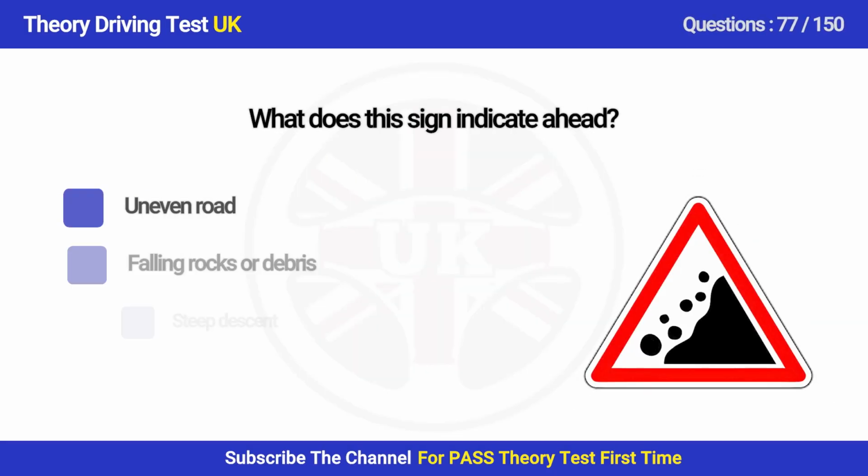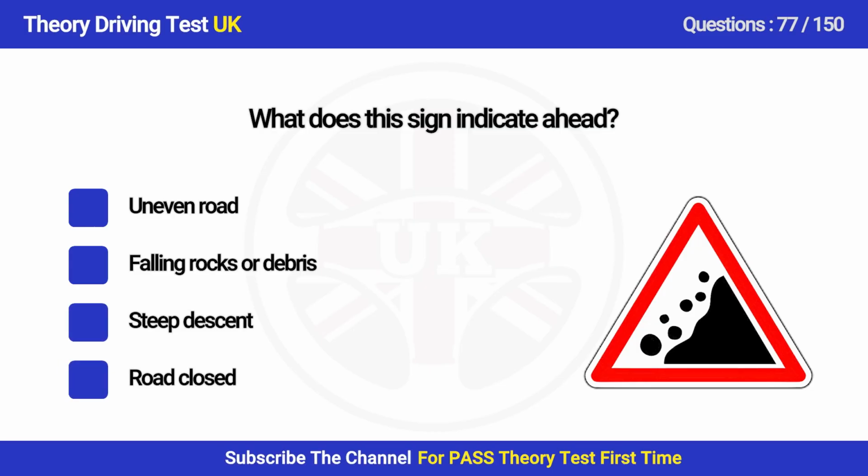Question 77. What does this sign indicate ahead? A. Uneven road. B. Falling rocks or debris. C. Steep descent. D. Road closed.